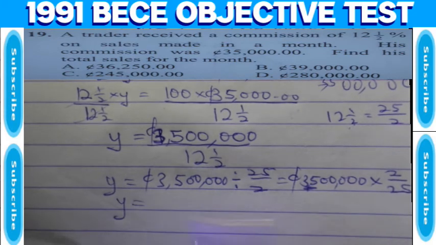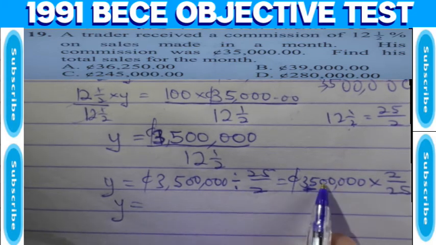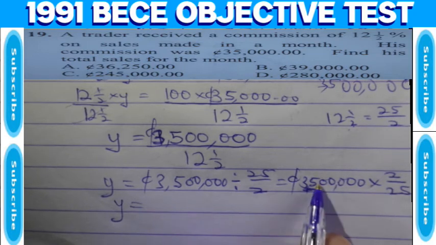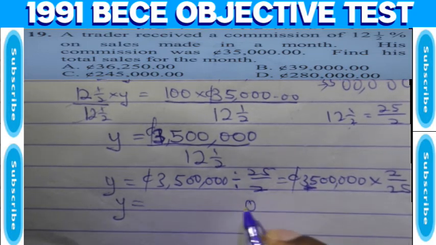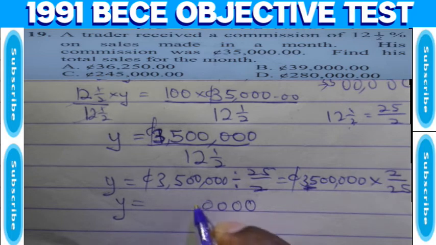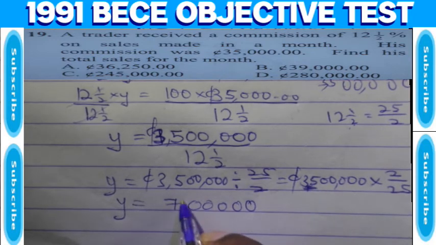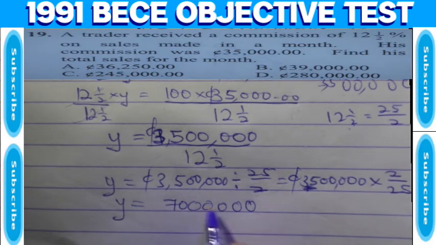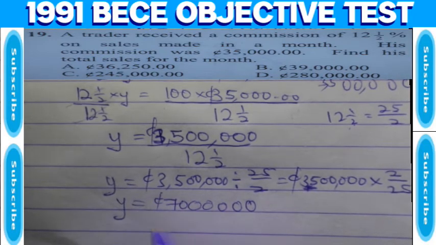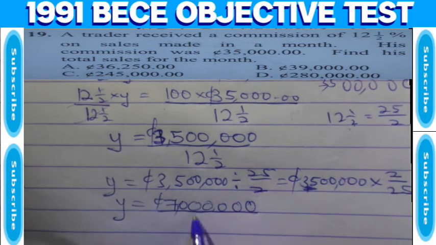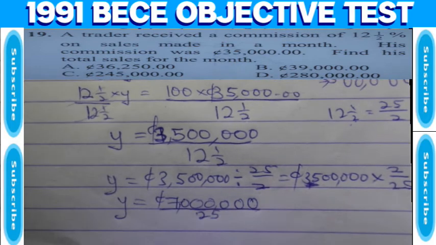Because y will be equal to 2 multiplies 35 followed by 5 zeros. 2 will multiply all these 5 zeros, and then we have 5 zeros. Then 2 will multiply 35 over here, then we have 70. So 1, 2, 3. This becomes 7 million. 7 million cedis divided by 25.